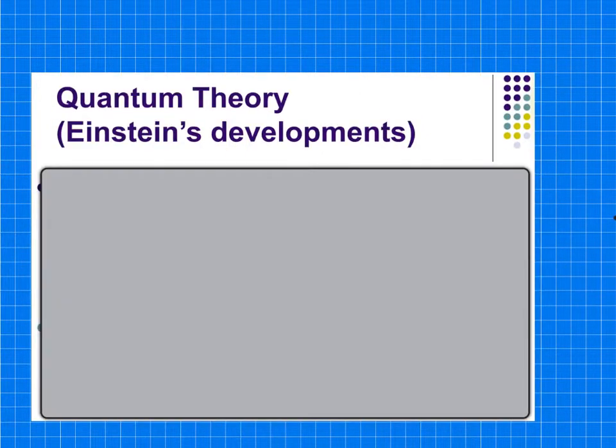So what is quantum theory? This is primarily Einstein's developments and contributions to this idea. Quantum theory really could be applied to a lot of different concepts. Applied to modern physics and subatomic particles, we're really looking at how these electrons are gaining and losing energy, and they're doing this in these small fixed amounts or discrete amounts called quantum.